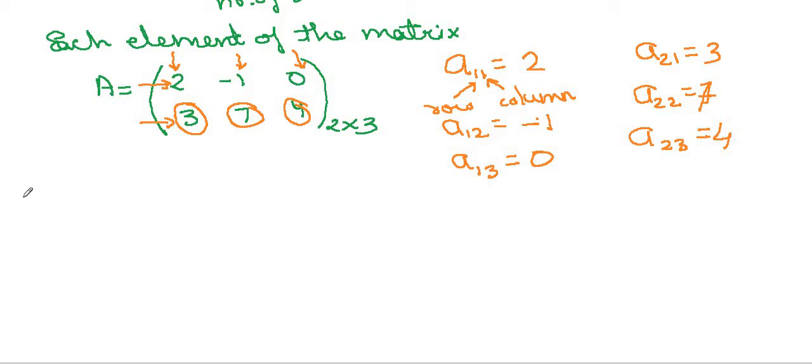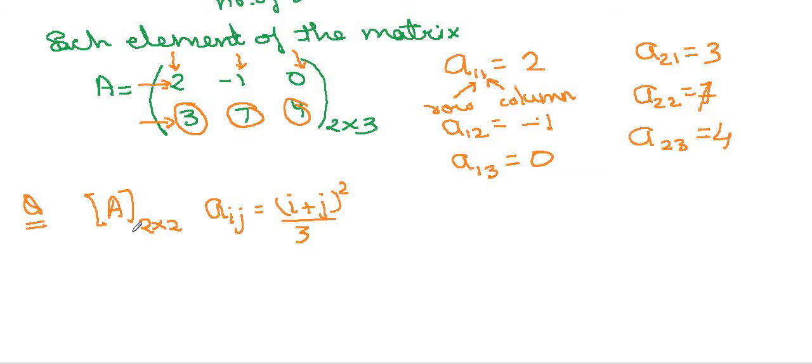You will understand this with the help of one more example. Suppose I have to form a matrix A of order 2 by 2 with each element aij taken as (i plus j) whole square upon 3. Now I have to form this matrix A. First, write the 4 elements of the matrix. It is a 2 by 2 matrix, so there should be 2 rows and 2 columns.